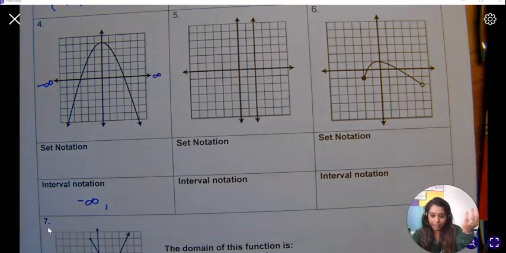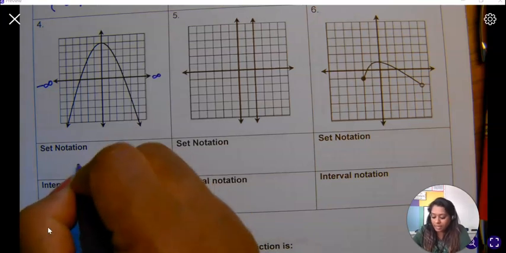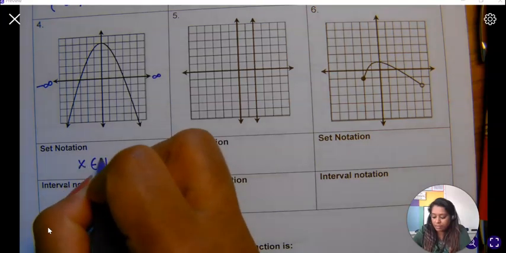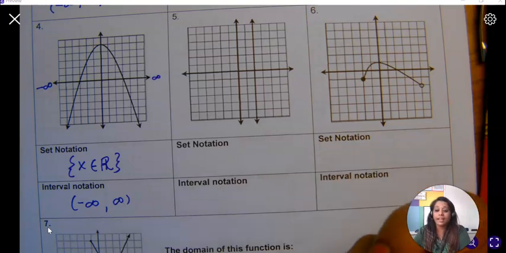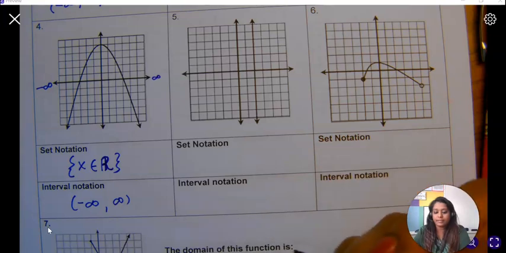So anytime you have a graph that opens like this, or it can go up or down, it's always going to be all real numbers from negative infinity to positive infinity. And then in set notation, we're just going to say x is an element of all real numbers. I don't know why, but I love writing all real numbers. This little symbol right here.